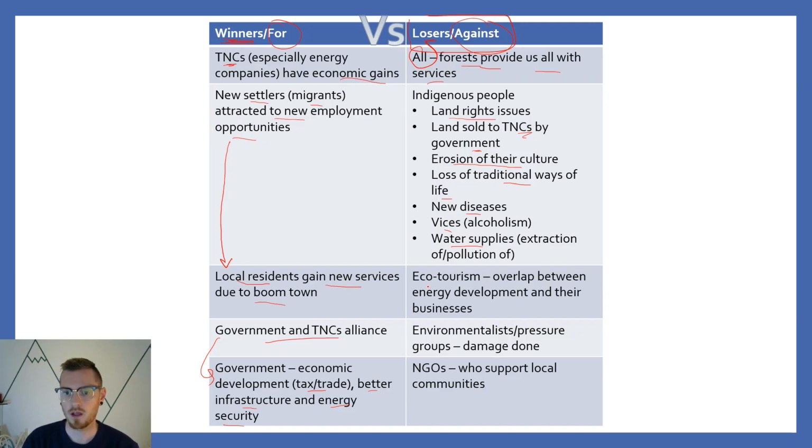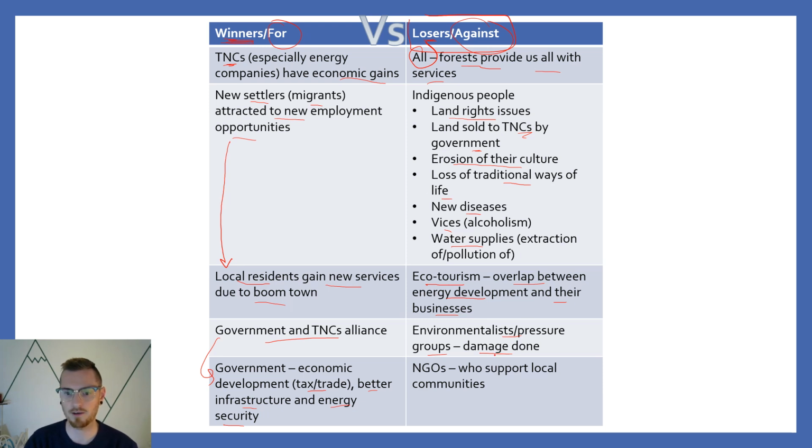Other losers, or those against potential expansion of some sort of energy type, may be those involved in ecotourism, because there'll probably be an overlap between the energy development, i.e. let's say it was a mine or oil pipelines, and their businesses. So it might have a negative impact on their business. Remember, ecotourism is environmentally friendly, green tourism. Environmentalists like Greenpeace and pressure groups will obviously view that negatively, or may be the potential losers, due to the damage done to the environment.